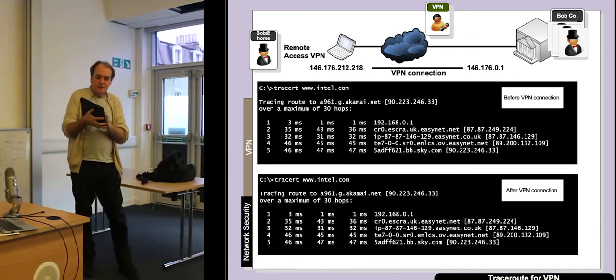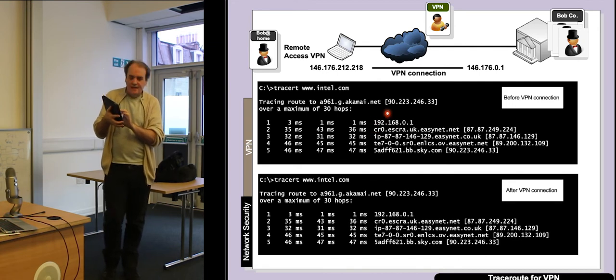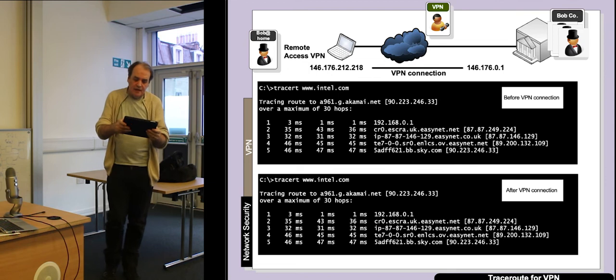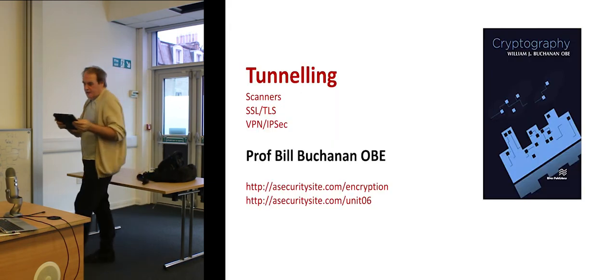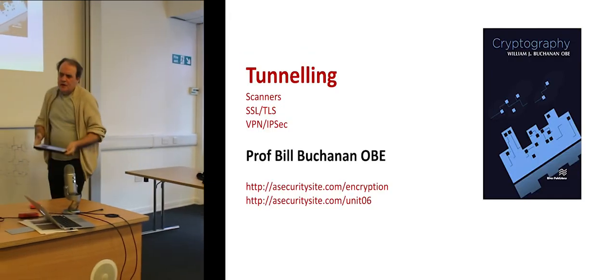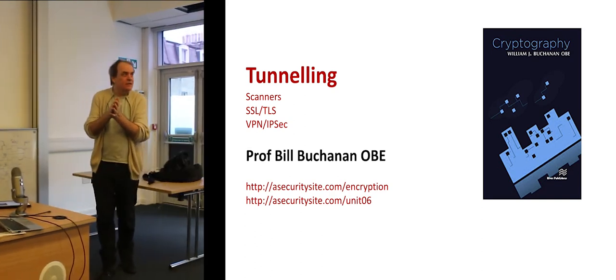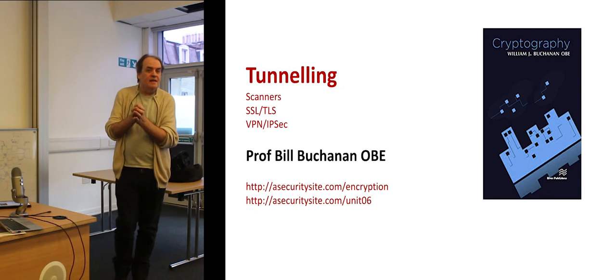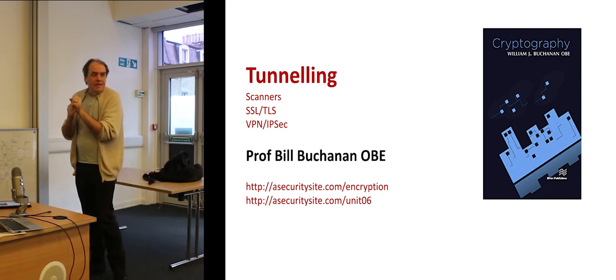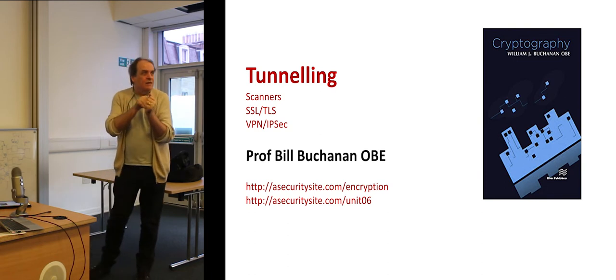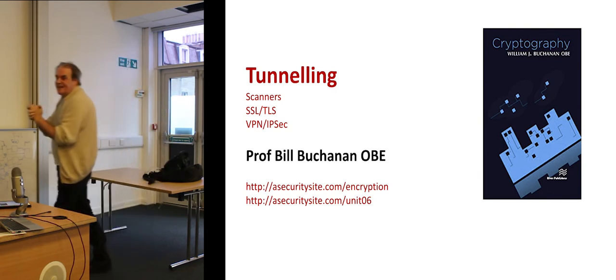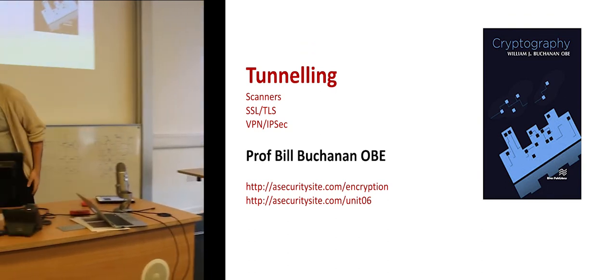If we then go to intel.com and do a trace route, we can see it here, and then we see it the same here. So in this case, it hasn't gone through the tunnel. Okay, so that's hopefully given you an outline. We've got lots of practical things to do in the lab today, to use SSL Labs and so on, but really get into Wireshark and see if you can understand the client hello and the server hello.